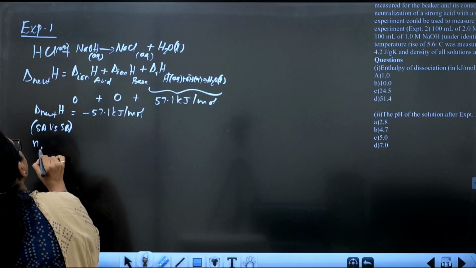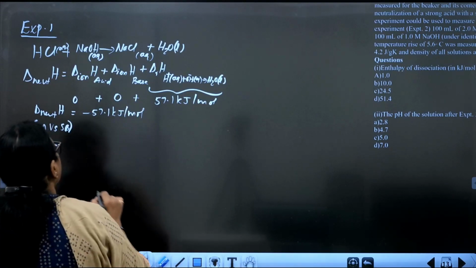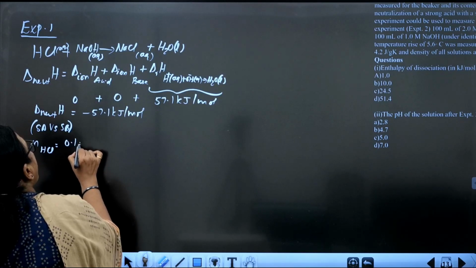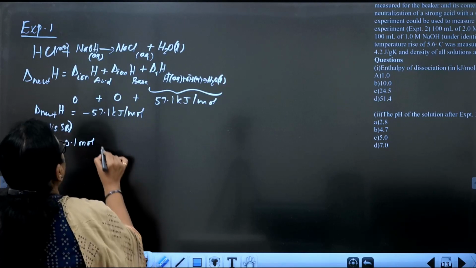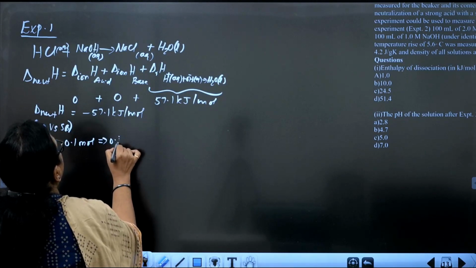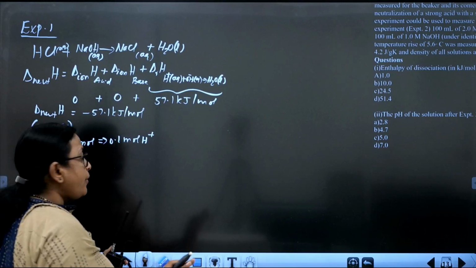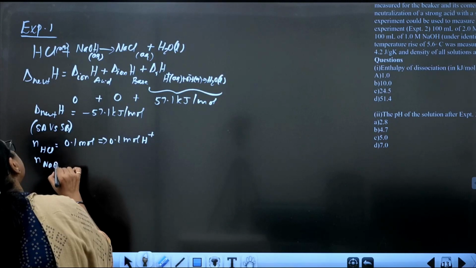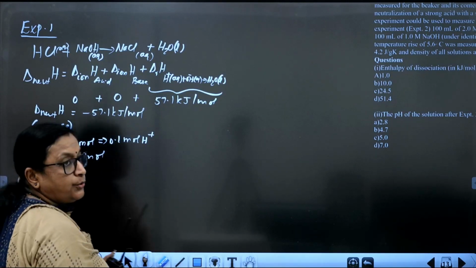So number of moles of HCl is 100 ml, 1 molar. So 1 into 0.1, or 0.1 mole HCl will provide 0.1 mole H plus ions in solution. So you have 0.1 mole HCl, and number of moles of NaOH is equal to 0.1 mole NaOH.